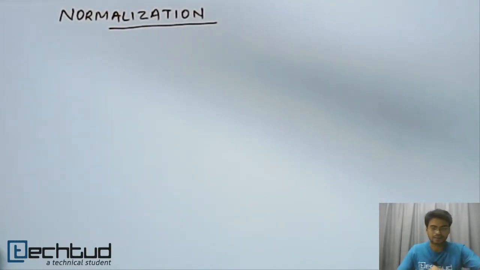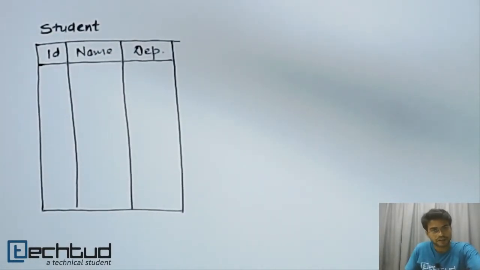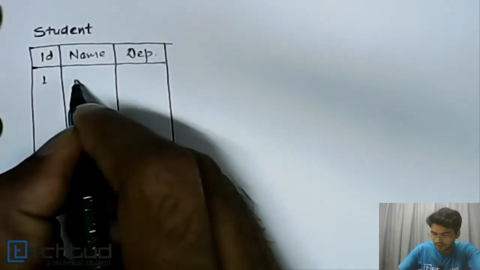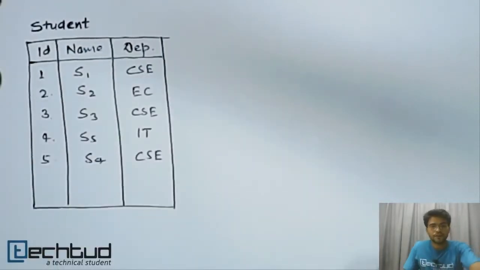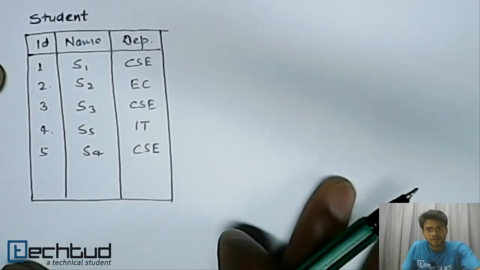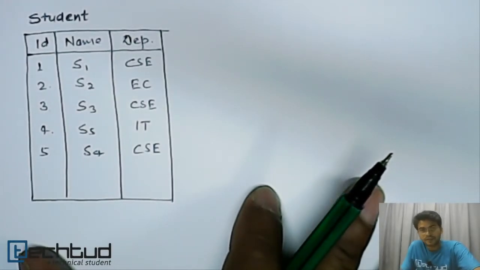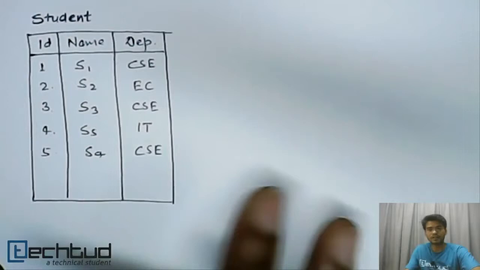Let's start with an example. Here we have a database of students in which we are storing student ID, name and department name. Let's say there is a student of ID 1, name is S1 and department is CSE. So we have 5 students here, S1 to S5, and they have corresponding departments. Now up to this it is fine. Now let's suppose we have to store another entry in our database. We don't have any other table right now. We are starting our database, so we are starting with student.